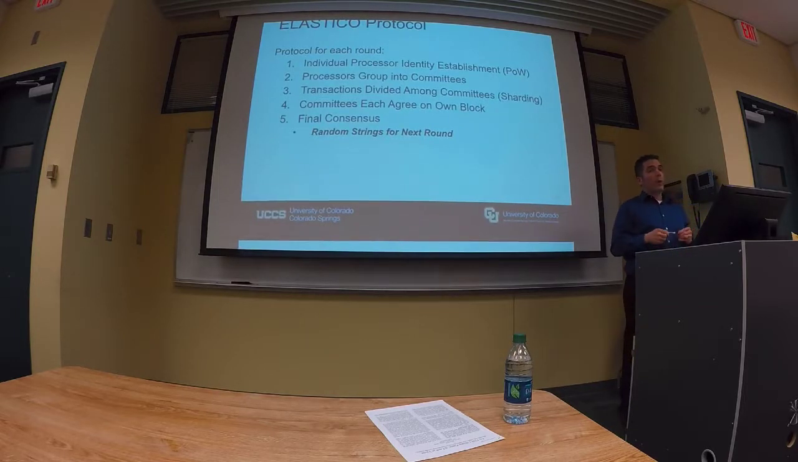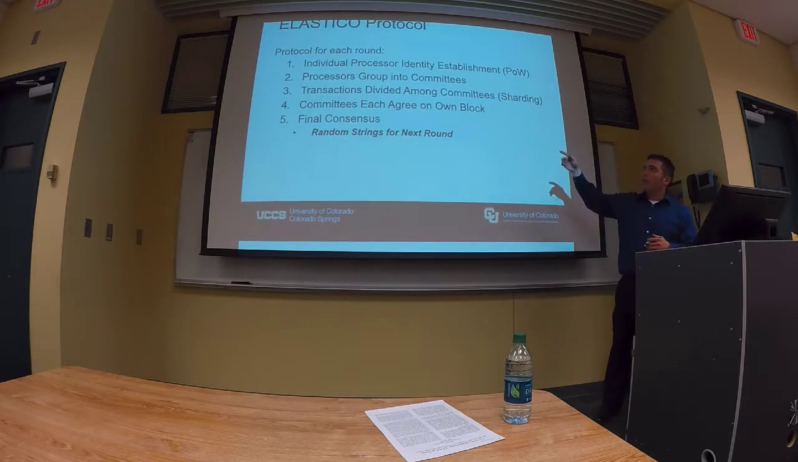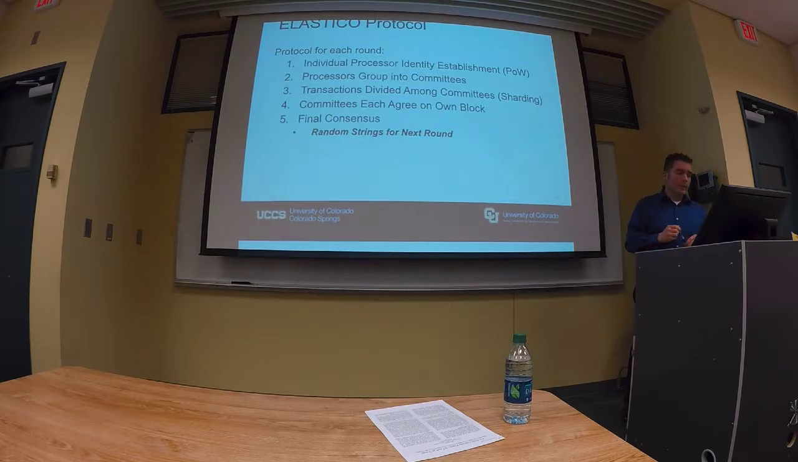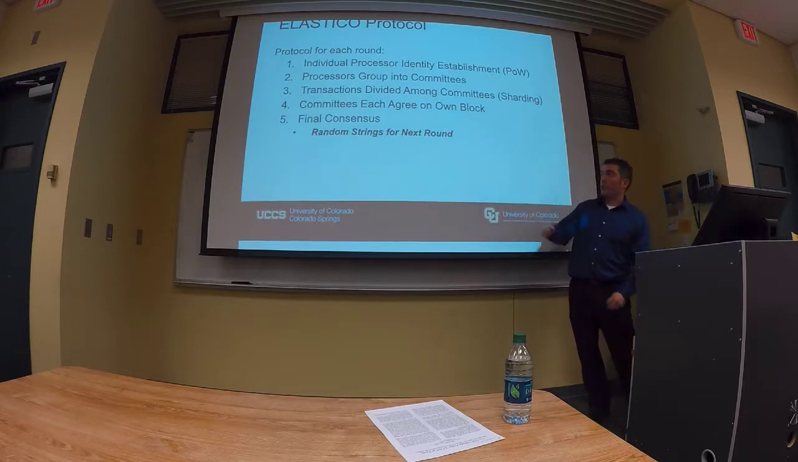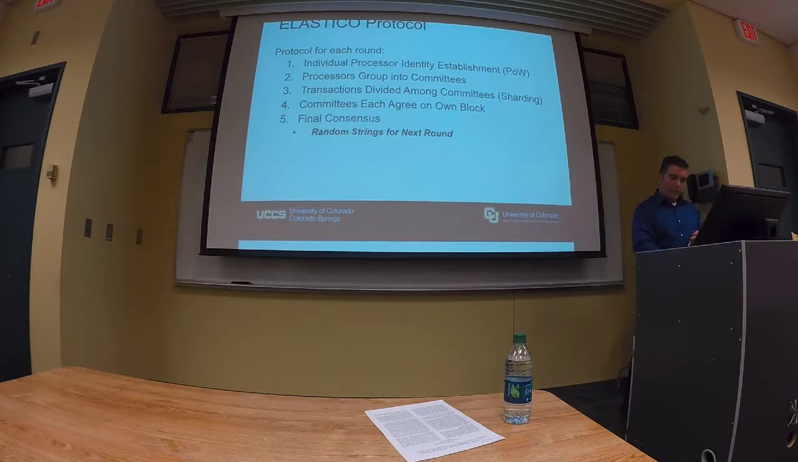The proof of work essentially is that 10-minute time period where somebody's trying to guess a random number, and that's used in this protocol to create your identity. Now, after the processors get their identity established, they're grouped into committees. The transactions are divided among the committees, and then the committees agree on the blocks themselves, and those blocks are sent to a final committee, and there's consensus. Now this last part, the random strings are generated for the next round. So that's just a brief run-through.